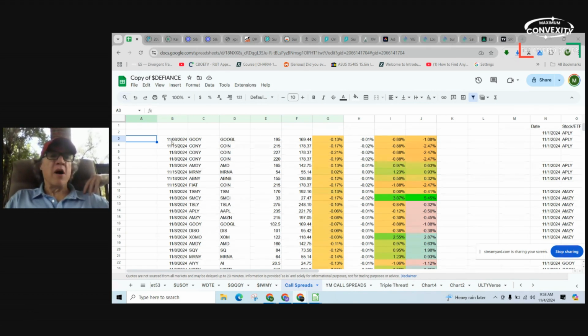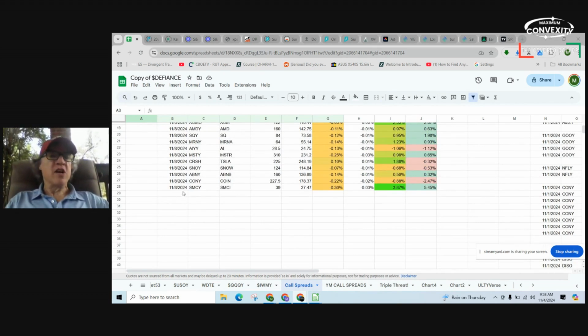And those options expire on the 8th, but Google has their top strike as 195. At least it was the other day. Let's go to the bottom of the list. I just did these today. Abney's top strike is 160.